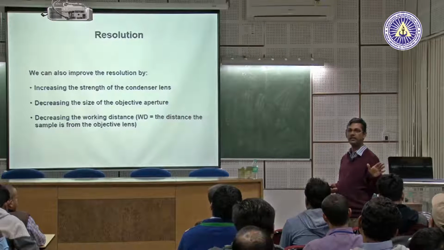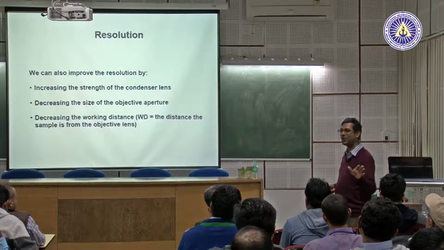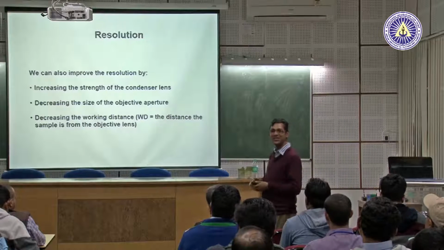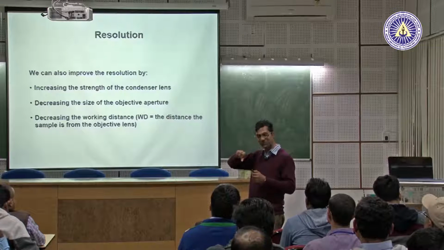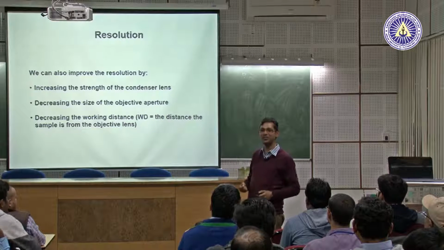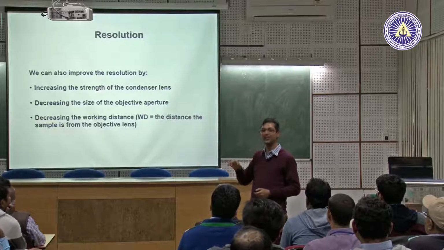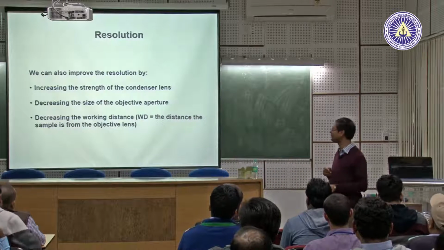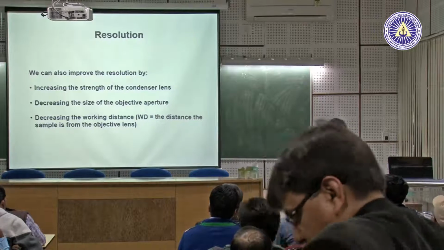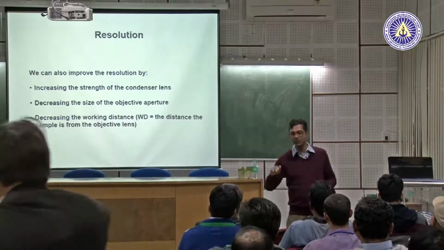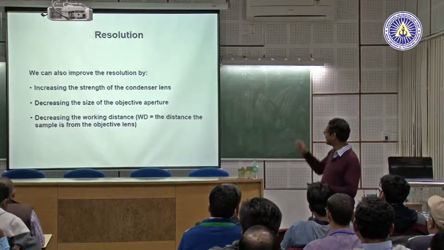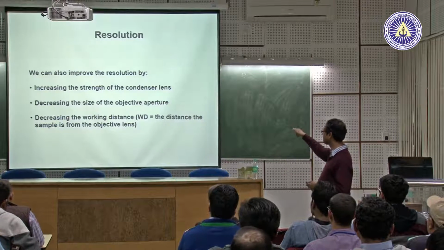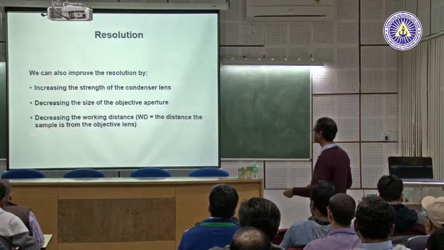None of you have tried, right? Our teachers, I remember in ISC we had to change the condenser aperture manually. Nowadays you don't need to do that. You can click a button, it will change. So decreasing this beam size will improve the resolution. Decrease the size of the objective aperture, because below the objective lens there is an aperture. There is an aperture in the condenser lens, an aperture in the objective lens. This is the most important one.